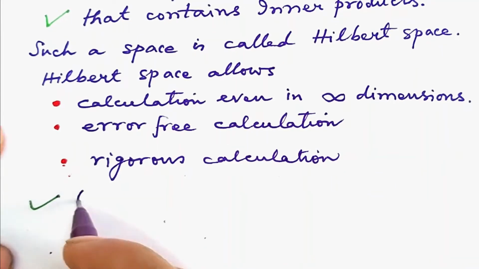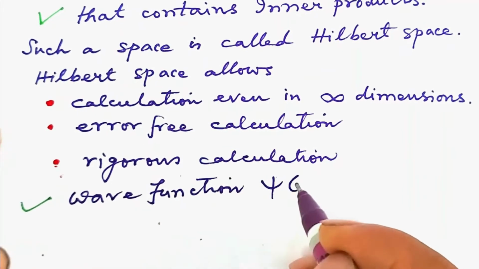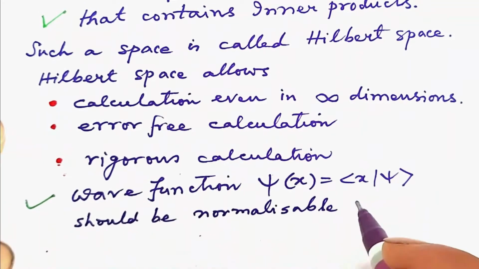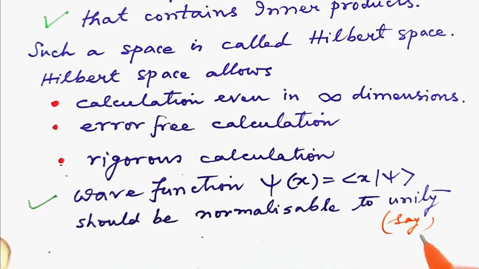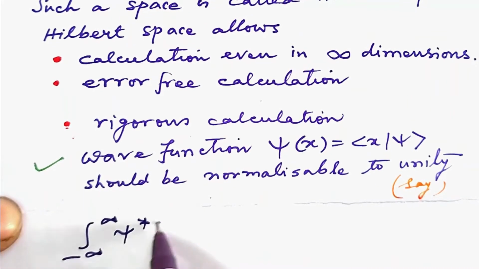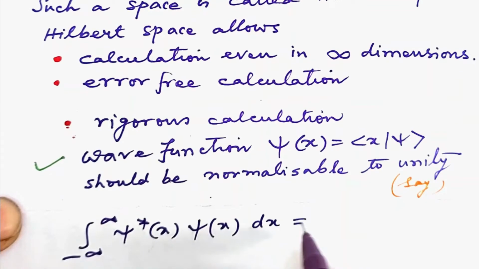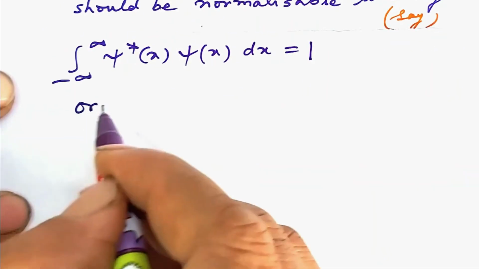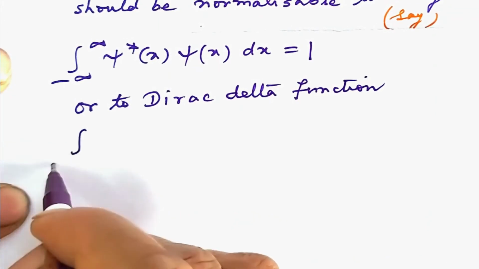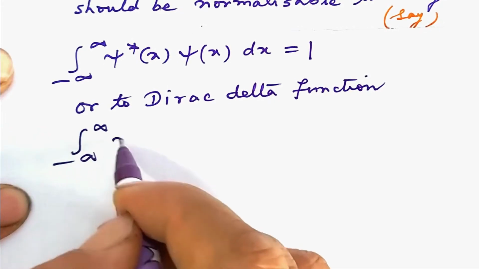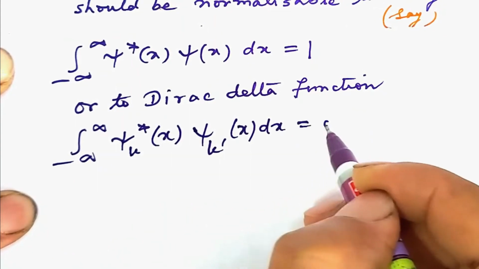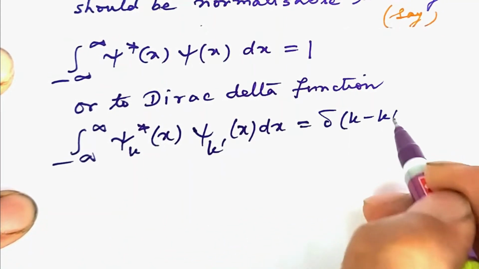Another aspect is that the wave function psi of x, which is bra x ket psi, should be normalizable to unity, and this is expressed through the relation integration from minus infinity to plus infinity psi star of x psi of x dx equal to 1, or the wave function should be normalizable to the Dirac delta function through a relation like integration from minus infinity to plus infinity psi k star of x psi k prime of x dx equal to Dirac delta of k minus k prime.